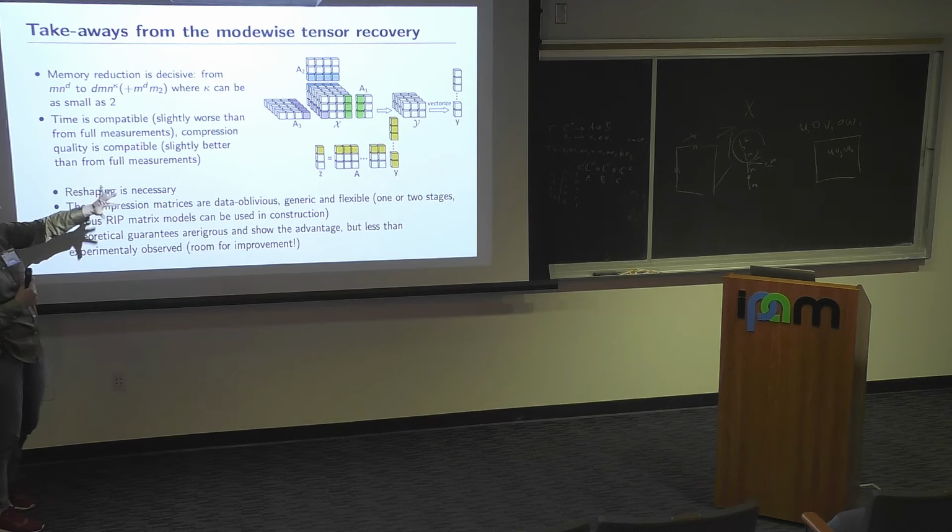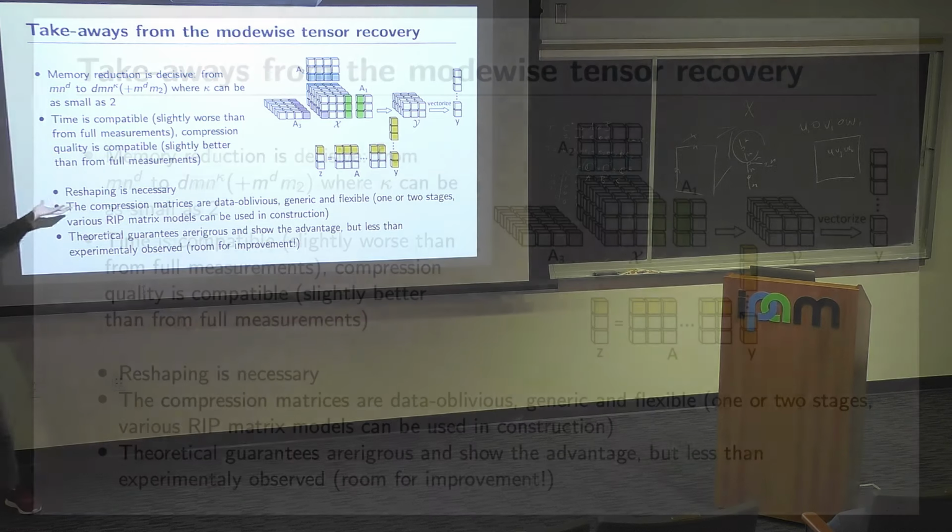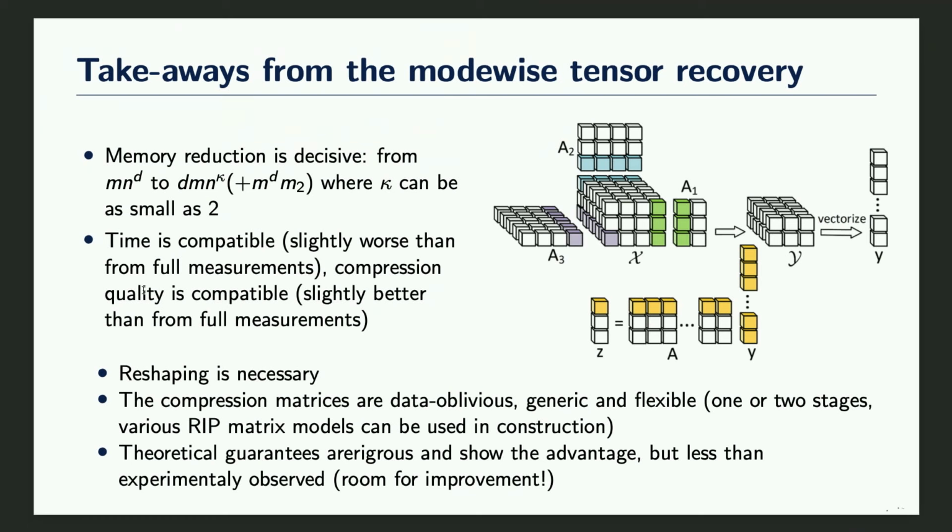The last part of that is that this reshaping being necessary was really bothersome for me. It's really bothersome because if you have a 3D tensor, which is the example Jen proposed, you have D equals 3, you can't do that.